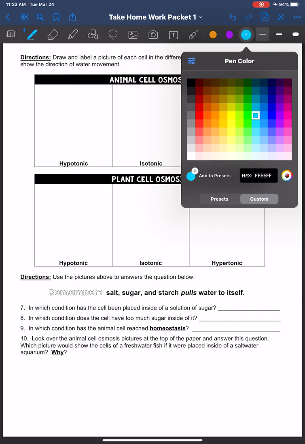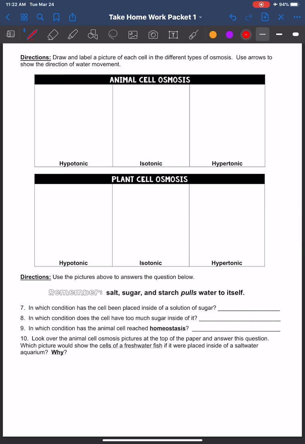Right, so this page is going to deal with osmosis, which is the diffusion of water. If you remember, diffusion is moving particles from high to low concentration. It is passive transport. It doesn't require any energy. Osmosis is the same thing, only it's dealing with water, moving from an area of high concentration to an area of low concentration.